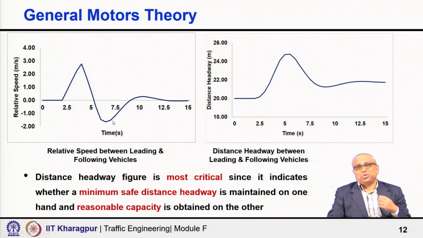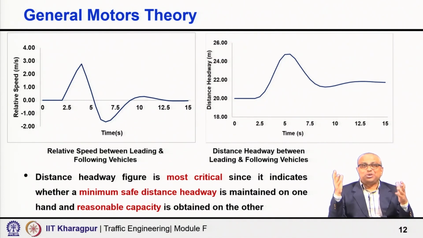So, this is what it is, and the distance headway figure is the most critical one I have shown here, since it indicates whether a minimum safe distance headway is maintained at one end, and whether a reasonable capacity in the overall context is obtained on the other hand. That is why it is very critical, because it influences safety; it will tell you whether the response is going to be safe.